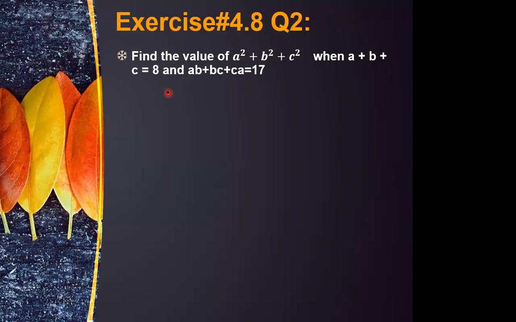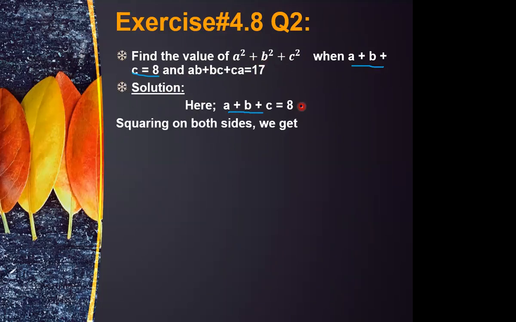Now how will you solve it? You will write down the heading of solution here, and then what is given to you here, which is a plus b plus c equals 8. a plus b plus c is equal to 8 is given to you, and you have to find out the value of a square plus b square plus c square. So what you will do, you will write here squaring on both sides. Okay, squaring on both sides.